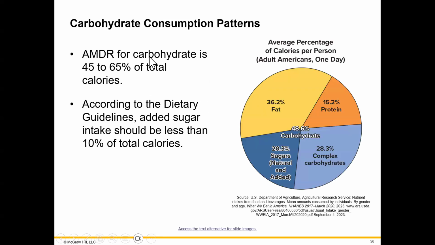Then we look at carbohydrate consumption patterns. This is a diagram from the old dietary guidelines, because remember, the 2025 dietary guidelines were just released, right after this class started this semester. So it's changed a little bit, but the average recommendation is to get a little bit less than half of your energy from carbohydrates.